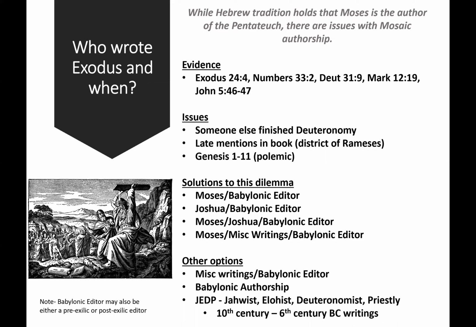So there are some solutions to this dilemma that don't necessarily bring us cause for concern. Moses could have written most of it and only had a later Babylonian editor who came in and cleaned up some of the things that were going on and made them a little bit more clear and added some more detail, which is maybe where the district of Ramses came in. Maybe there was an editor that came in later and pushed the audience of that time into understanding where Moses was and what they were doing.